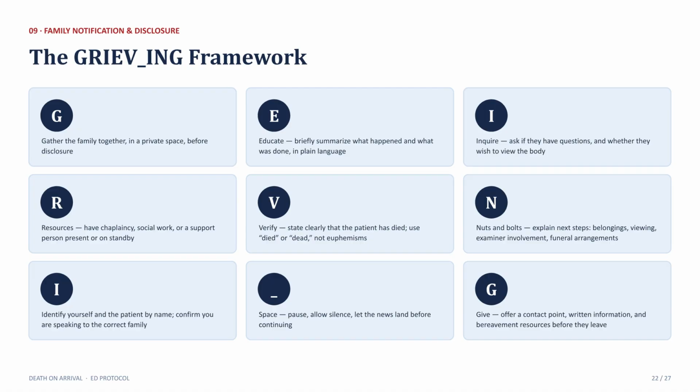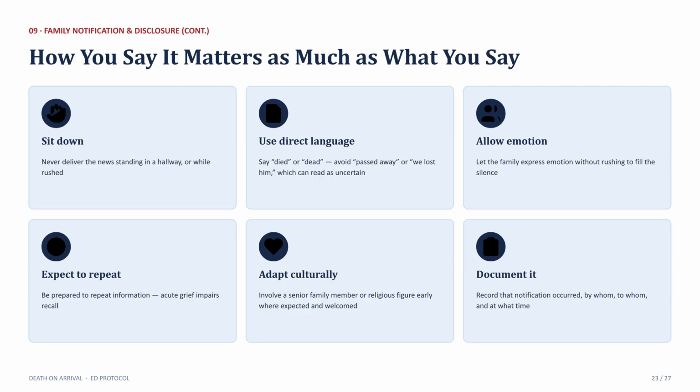Communicating with family is a core skill. Use the GRIEVING framework to structure your conversation, ensuring you provide clear, compassionate, and consistent information. Your delivery matters. Sit down, use clear and direct language, and allow space for the family to process the news without feeling rushed to fill the silence.